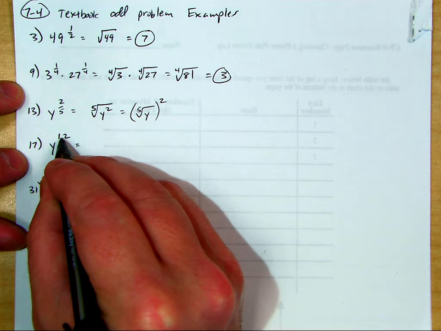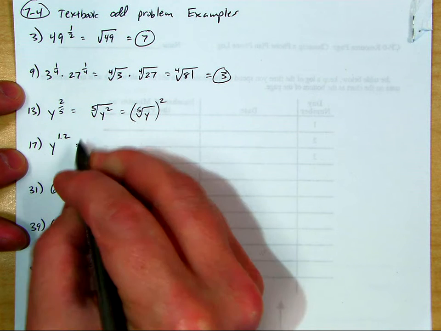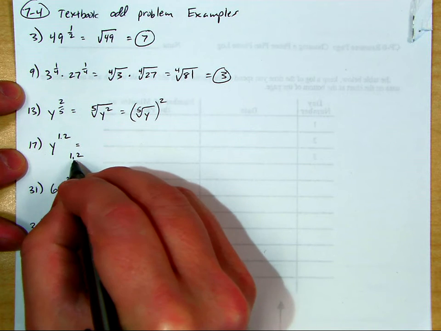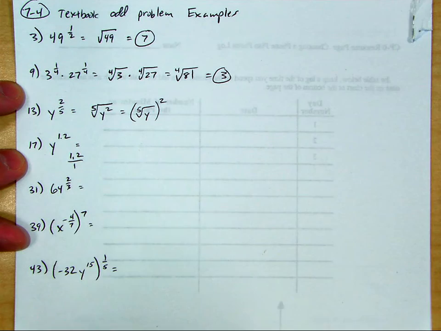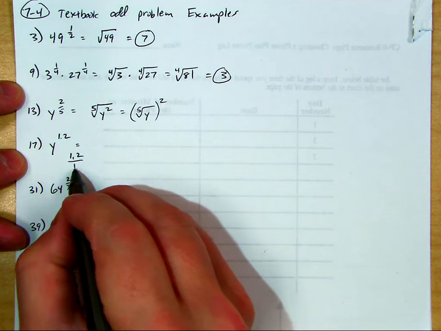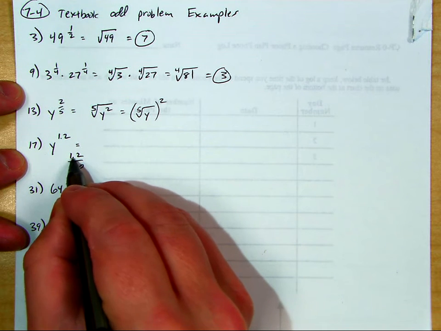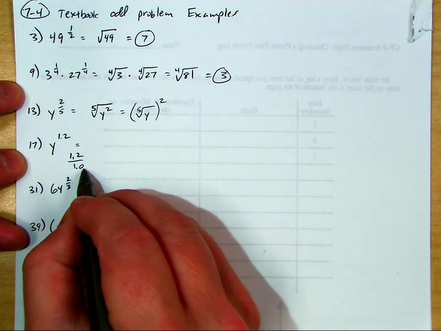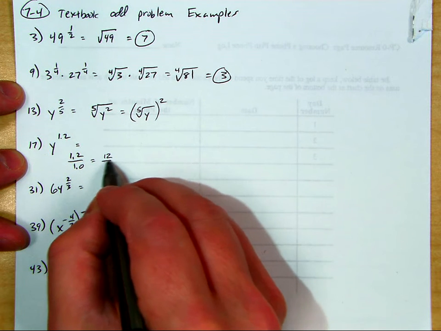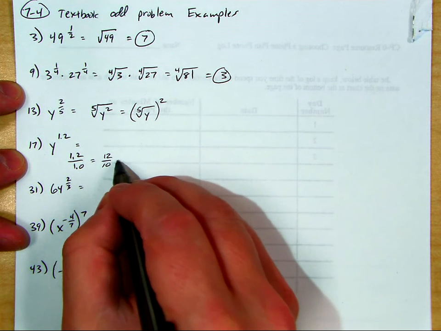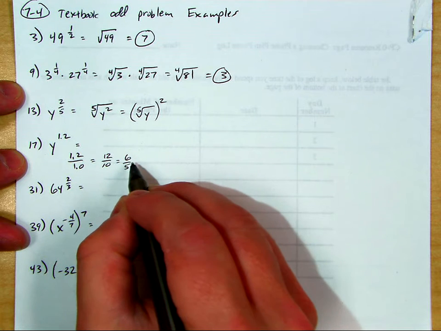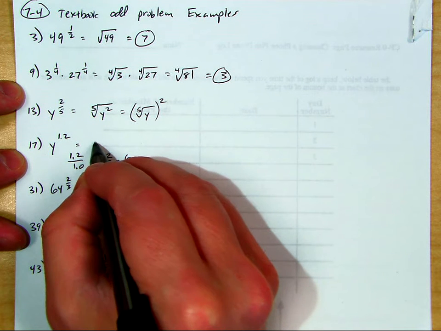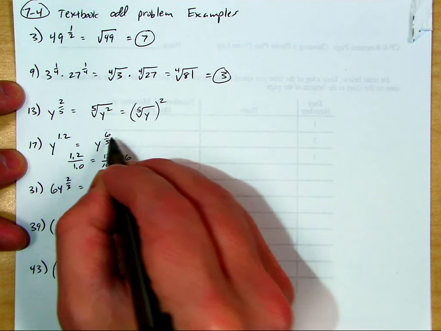For this one, 1.2, we have to do a little manipulation. We need to make this a fraction of an exponent. So let's remember, any number can be expressed divided by 1. Now all we have to do is, this is 1.0, right? If I move the decimal point one space to the right for both of these, it becomes 12 over 10, which I can reduce this fraction down to 6 over 5. So this is actually equivalent to y to the 6 over 5 power.